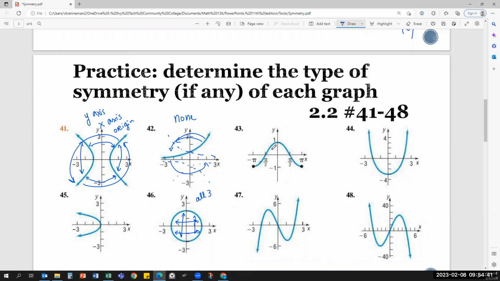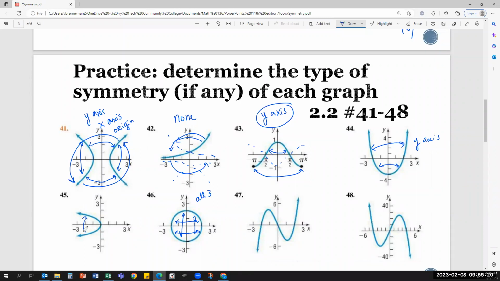Number 43 has matching parts on either side of the y-axis, but it doesn't have anything relative to the x-axis. It doesn't have its own reflection there. So this is y-axis only. Looking at the other graphs, 44 also is y-axis only. That's kind of what those types of graphs look like. You see that reflection matching on either side of the y-axis.